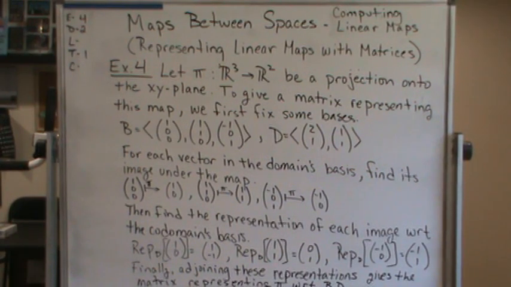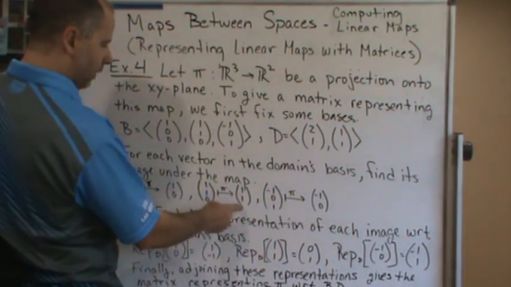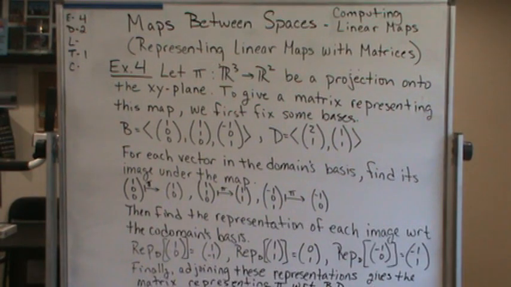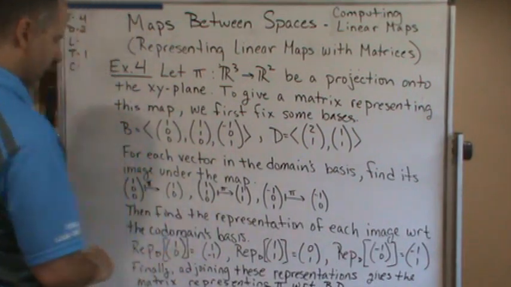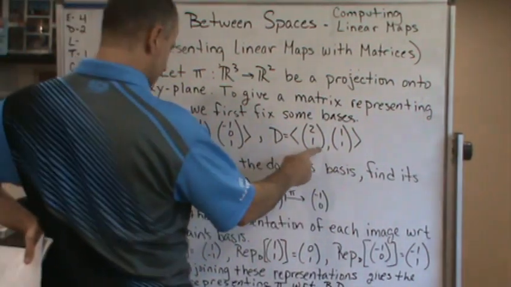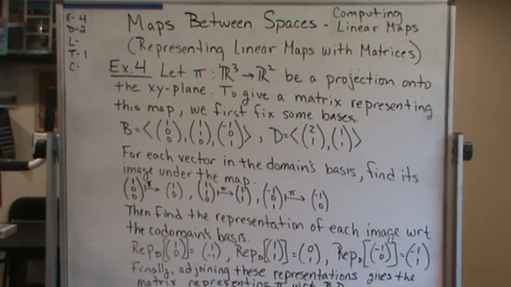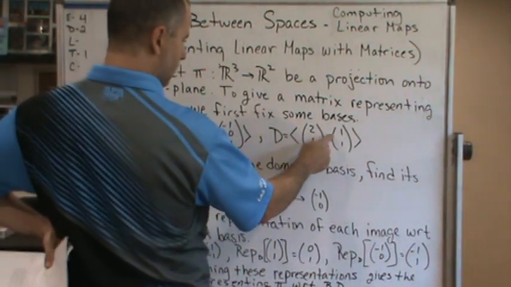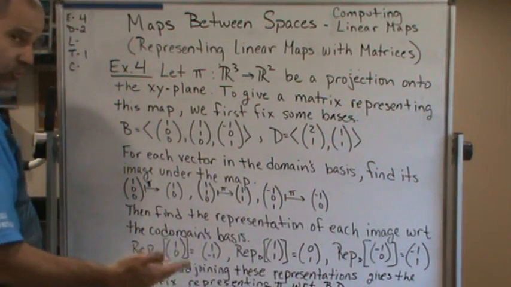So now, what we just did was for each vector in the domain's basis, we found its image under the map. Now what we want to do is find the representation of each image that we just found with respect to the codomain's basis. So again, we can write this as a linear combination of these, and we can find that representation as 1, negative 1. Because if we take 1 times this plus negative 1 times this, we get this. So that'll work.